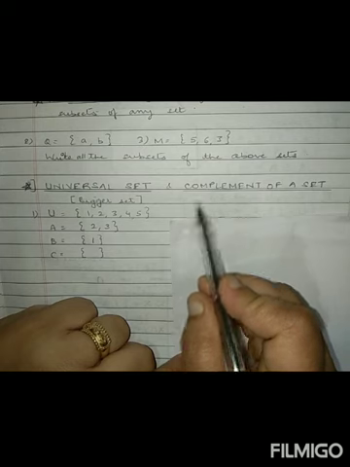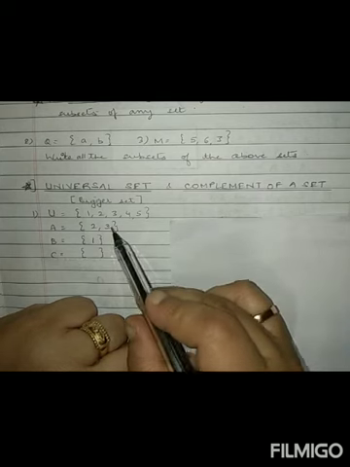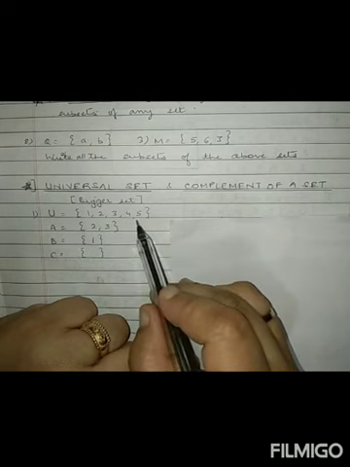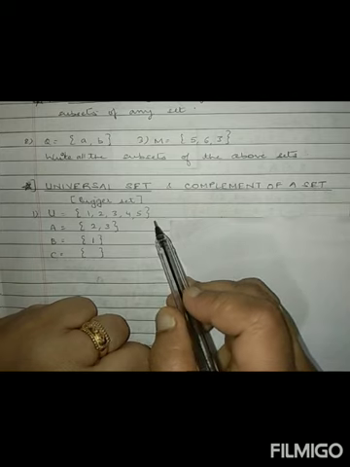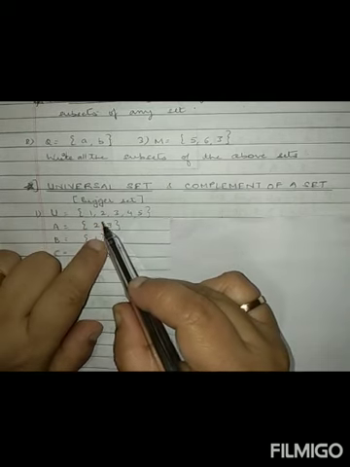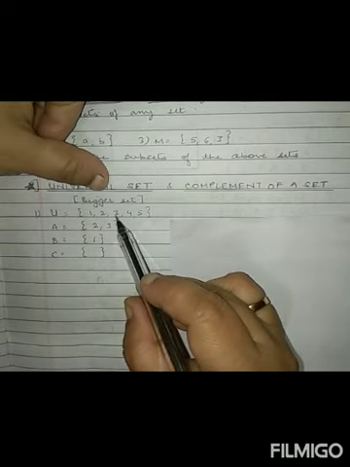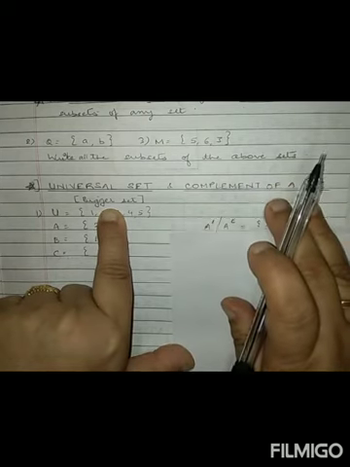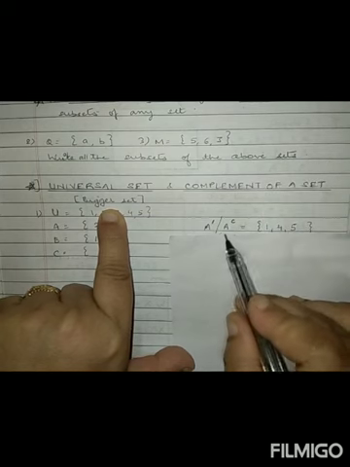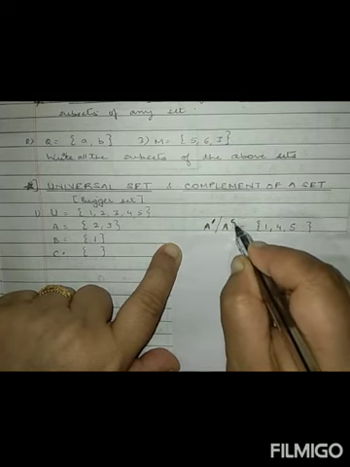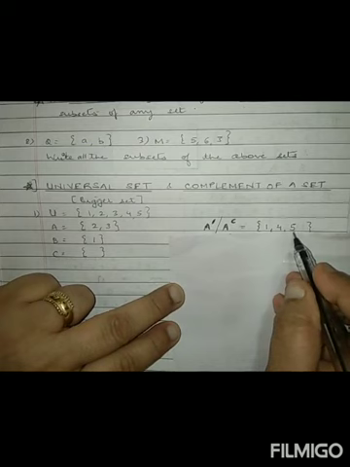What is a complement? Whatever elements other than those given in a set, the remaining elements from the universal set are the elements for the complement set. For example, A has 2 and 3. Universal set also has 2 and 3. So when I block the 2 and 3, which elements are left? 1, 4 and 5. These elements will be forming the complementary set. It's written as A dash or A complement is 1, 4, 5.